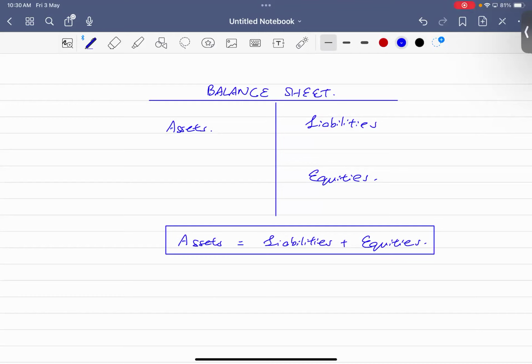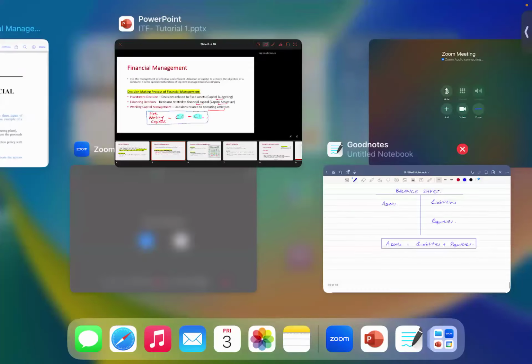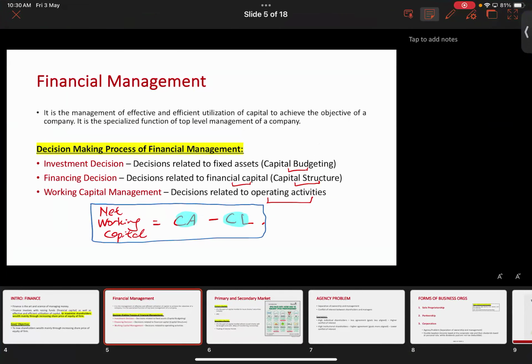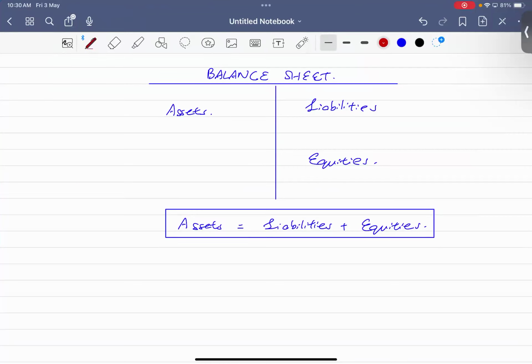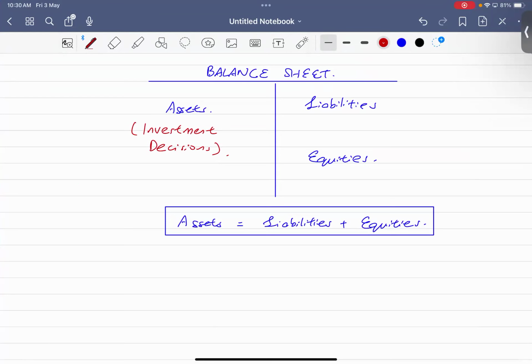So therefore, now we can have a look into the two decisions from the balance sheet itself. When we talk about the assets, the purchase of assets, all these are what we call investment decisions. When you look at the right-hand side, liabilities and equities, that's how we fund the business. So here is what we call the financing decision. So from here you can see the two decisions that we have just talked about.